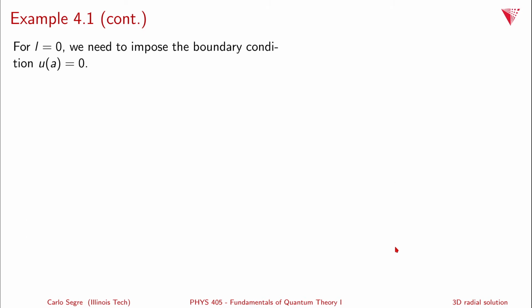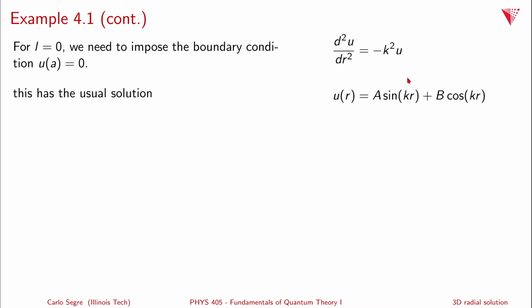So for l equals 0, we need to impose a boundary condition, the boundary condition being that at the edge of the bubble, that is u of a, is equal to 0. That means that the equation when l equals 0 boils down to having one term, d squared u dr squared is equal to minus k squared u. We've solved this problem before. This has the usual solution of sine and cosine. So u of r is then A sine kr plus B cosine kr. But we now have to apply the boundary condition u of a equals 0.